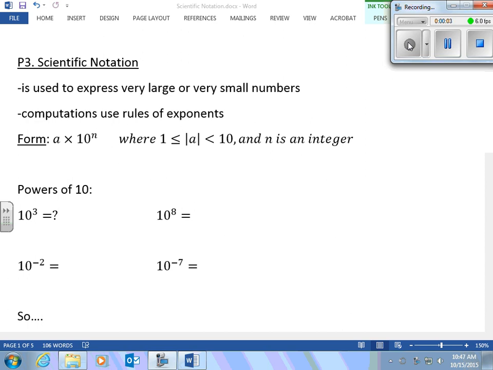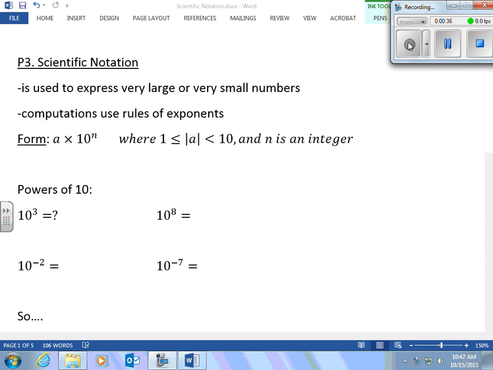In today's lesson, we're going to look at scientific notation. Scientific notation is used often in science courses like physics or chemistry because it's used to express very large or very small numbers. And the other important thing to know is that the computations use the rules of exponents, which is why it's in this unit of the math. So if you think of all of the rules of exponents that you've learned, you'll be using the more basic ones when we do computations with scientific notation.